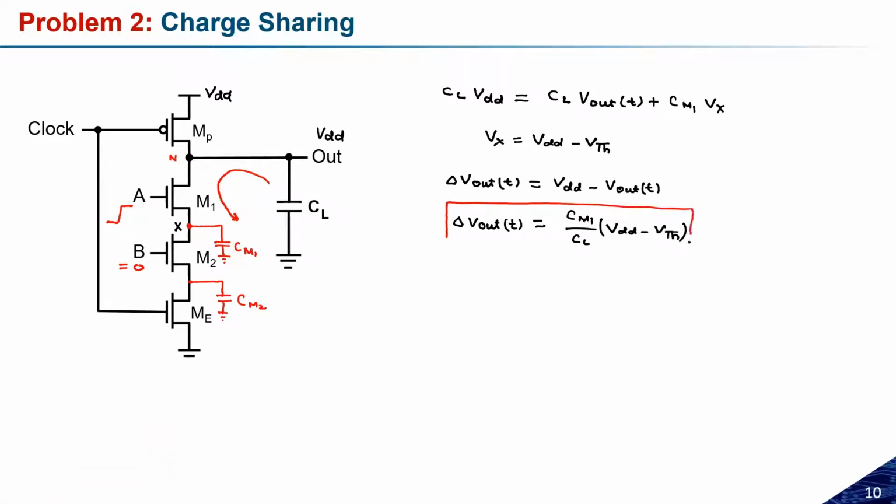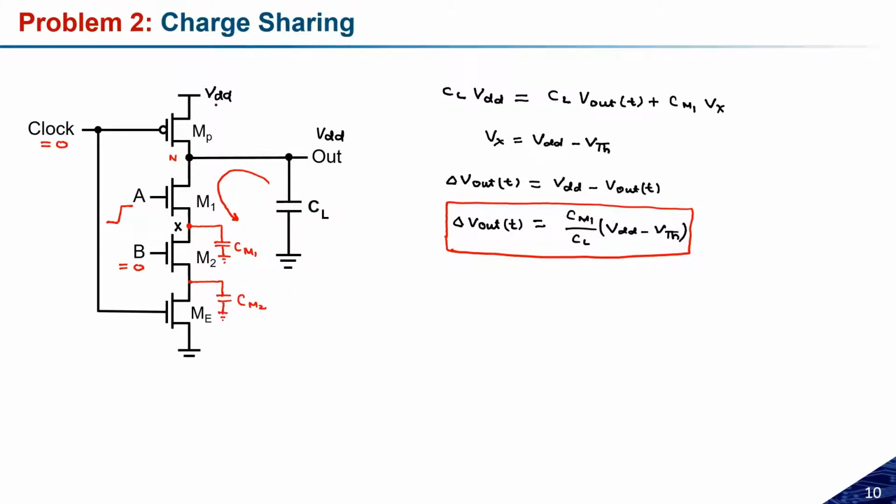Hello, sir. Yes. Sir, can you explain that first equation again? Yeah, this is simply the charge conservation. Initially, I am assuming that the circuit is in the pre-charge mode. Here the clock is equal to 0. The circuit is in the pre-charge mode.